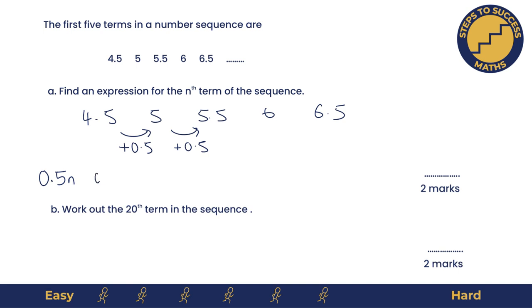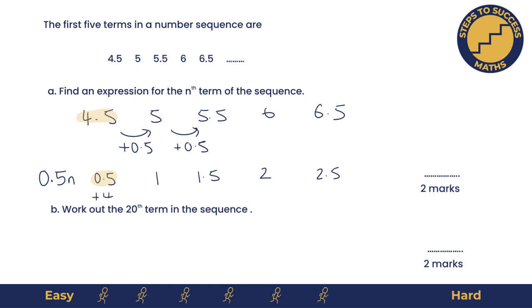So 0.5 times 1 is 0.5. 0.5 times 2 is 1. Then 0.5 times 3 is 1.5. And then times 4 is 2. So the sequence we've got so far is 0.5, 1, 1.5, 2. Compare it to the sequence we want. So we've got 0.5 and we want 4.5. So we'll need to add 4.